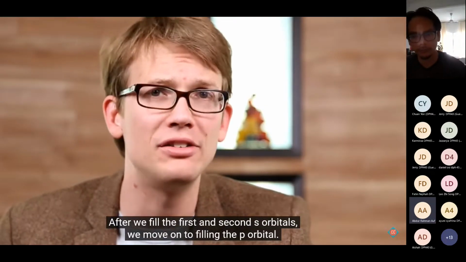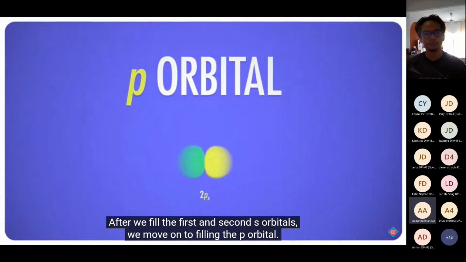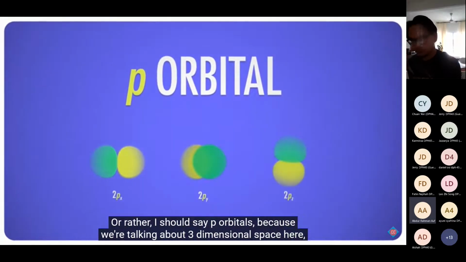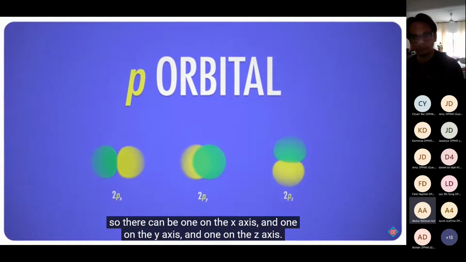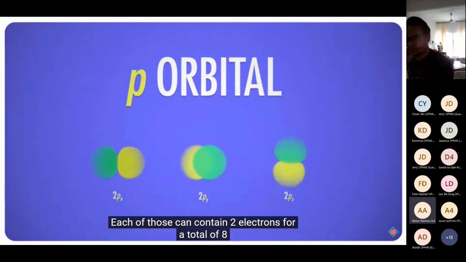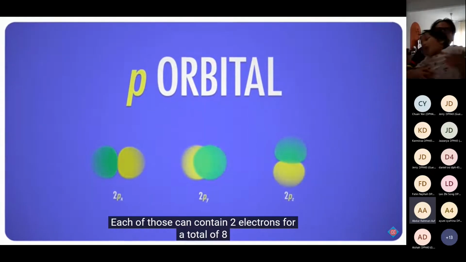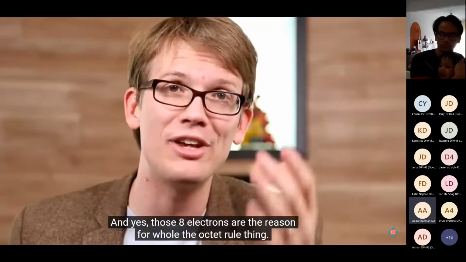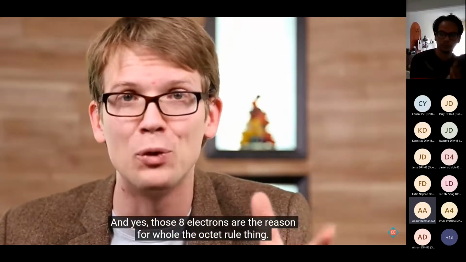After we fill the first and second s orbitals, we move on to filling the p orbital. Or rather, I should say p orbitals, because we're talking about 3-dimensional space here. So there can be one on the x-axis and one on the y-axis and one on the z-axis. Each of those can contain 2 electrons for a total of 8, with 2 in the s orbital and 6 in the 3 p orbitals. And yes, those 8 electrons are the reason for the whole octet rule thing.